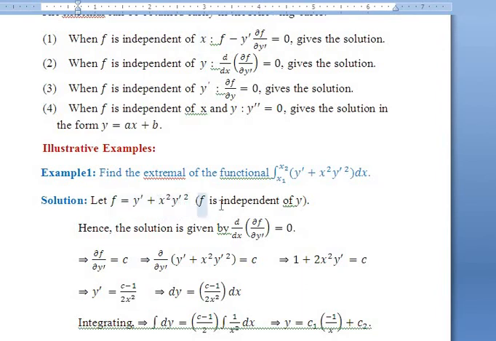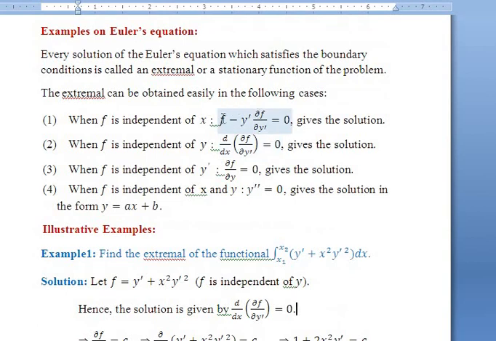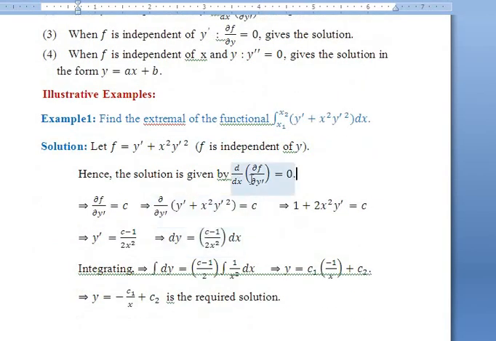Here this f is independent of y. So when f is independent of y, this equation gives the solution. To get the solution, we have to differentiate the given f with respect to y dash, and after that differentiate ordinarily with respect to x. So using this equation, the partial derivative of f with respect to y dash is equal to some constant. This implies differentiating this f with respect to y dash.